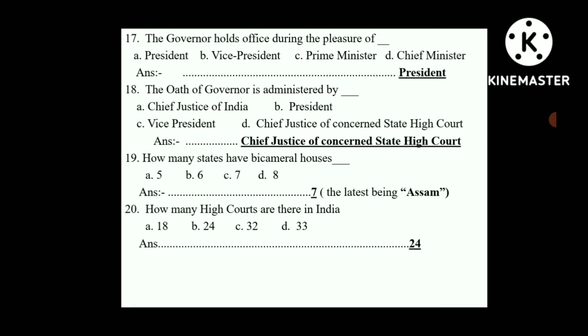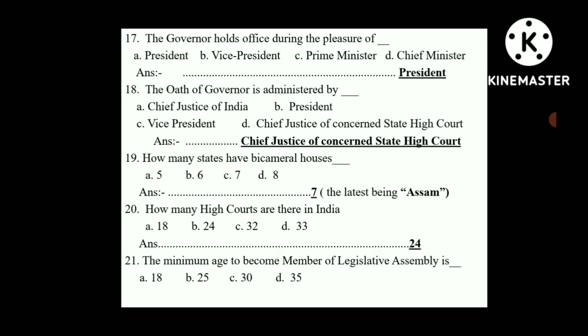The minimum age to become member of legislative assembly, in short form we can say MLA. The minimum age to become an MLA is 18 years, 25 years, 30 years or 35 years. So, the minimum age of becoming an MLA. It is 25.